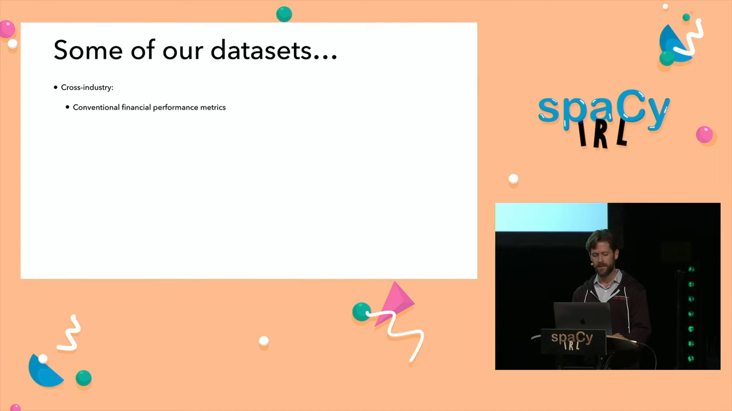Of course, we've got conventional financial performance metrics for 99%+ of the companies in the world. We've got news and events about these companies. We've got professionals, which is the people involved in these companies. So all the board members, top executives, leaders at these companies. We've got their bios and backgrounds and their professional histories.